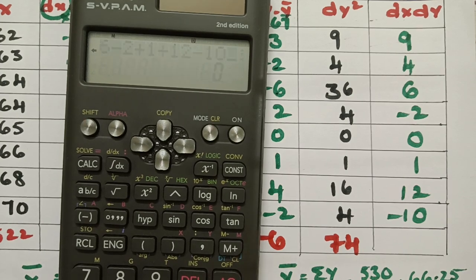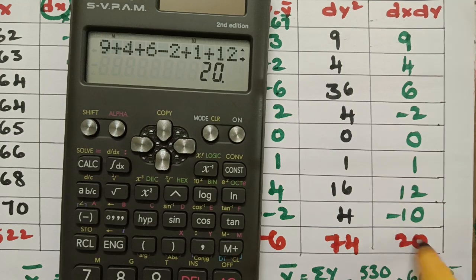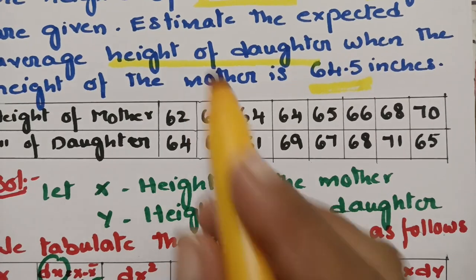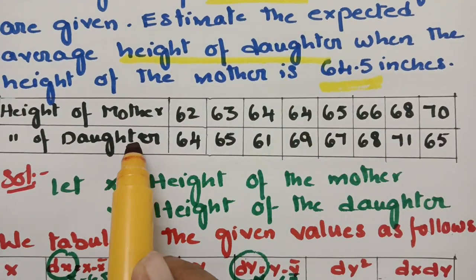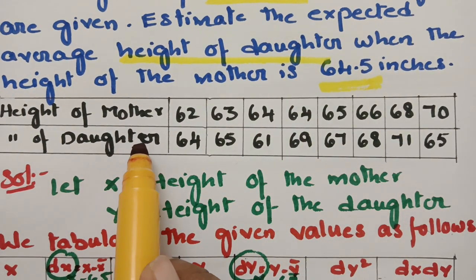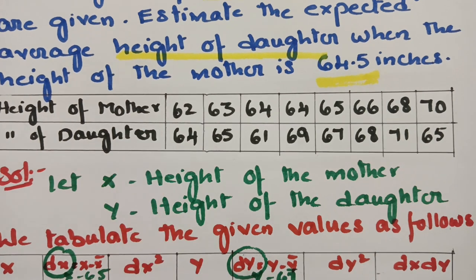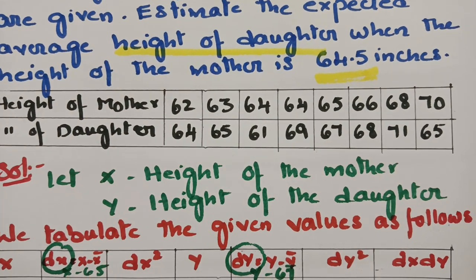This is minus 10. The value here is equal to 20. So after getting all these values, we need the height of the daughter. See here, height of the daughter is y. So we need the y equation upon x equation. So we have to find out the regression equation of y on x.